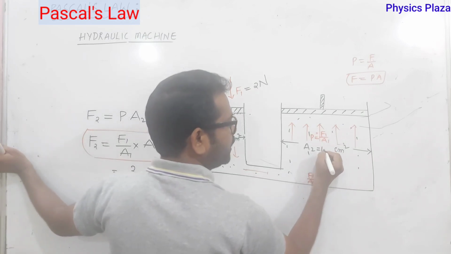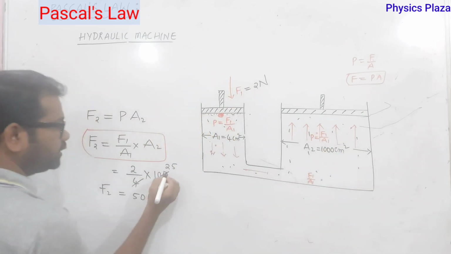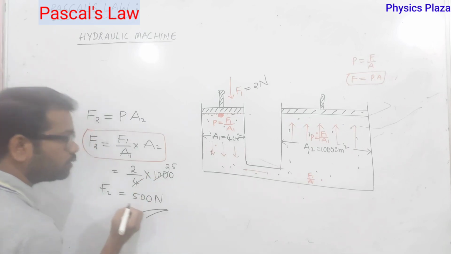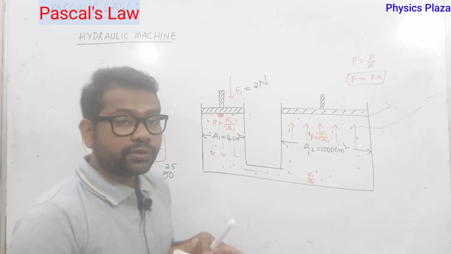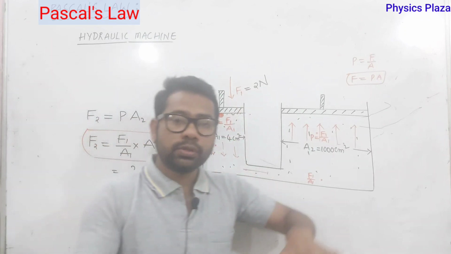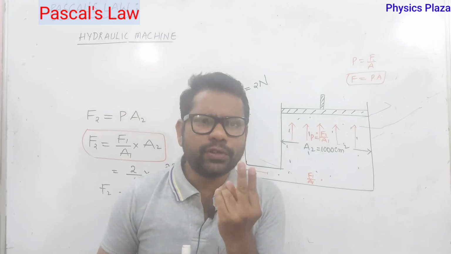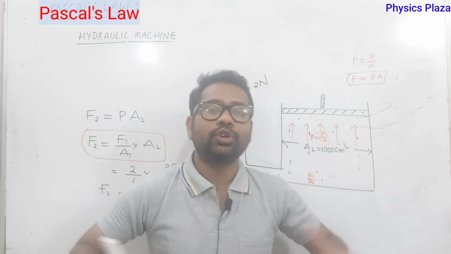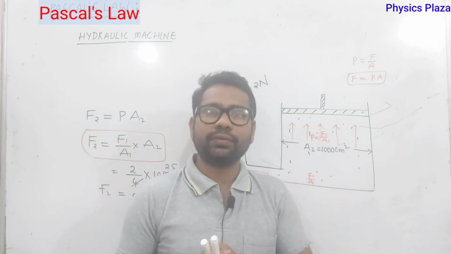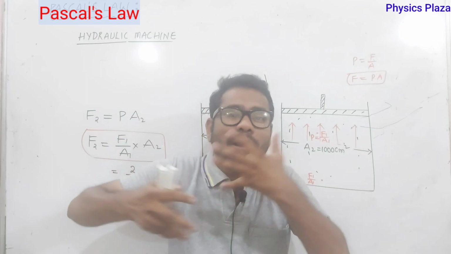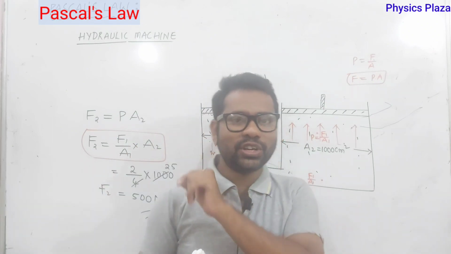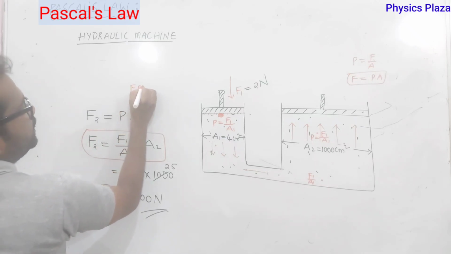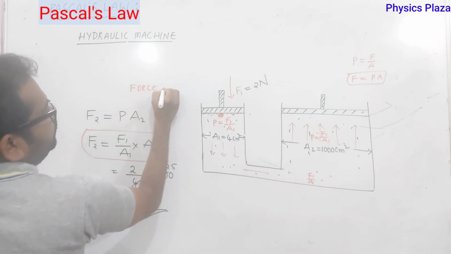If you increase this more, suppose we have taken 1000, then this will be 500 Newton. How much force are you exerting? Just 2 Newton. In result, we are getting 500 Newton force. Means force is multiplied. That's why hydraulic machines act like force multipliers. Very important. They multiply the force.